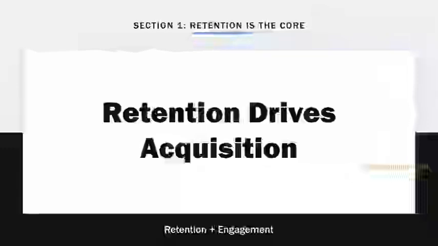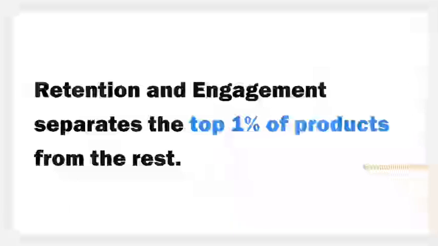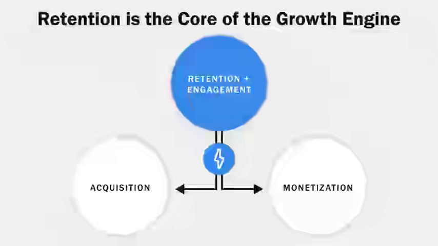In the last lesson, we dug into a few data points about how retention and engagement separates the top 1% of products from the rest, literally the category leaders. And that's because retention and engagement is what powers acquisition and monetization, not the other way around. Retention and engagement is literally the power plant to everything else.